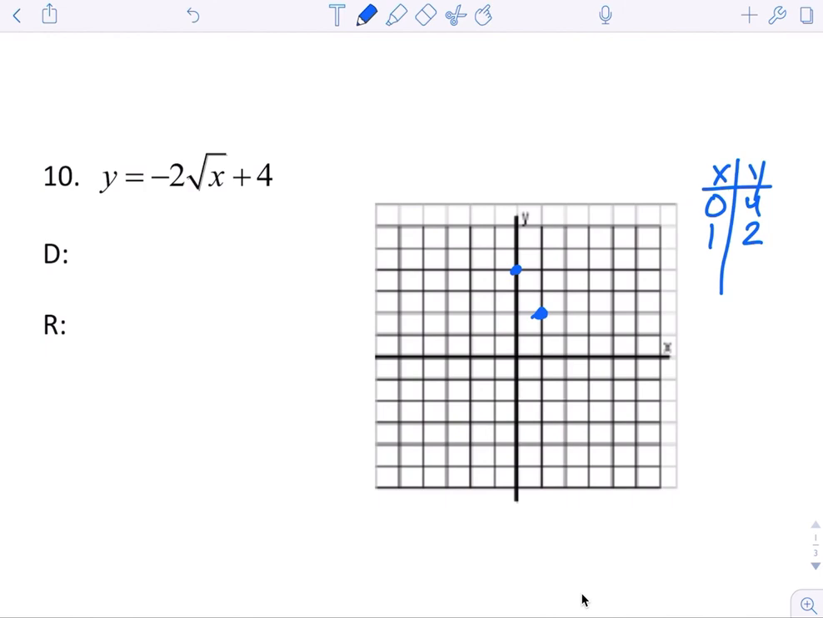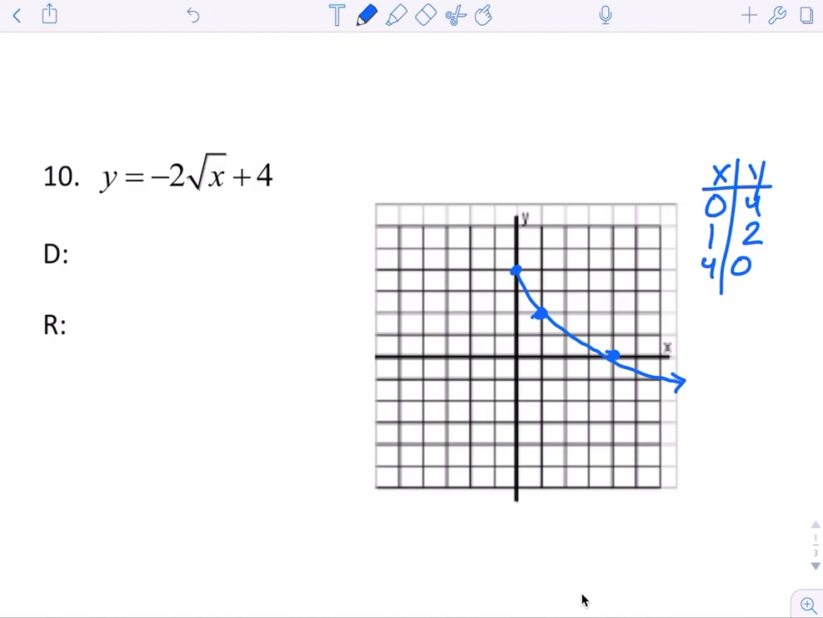Lastly, this has to be a 4, so substitute in 4 for x. So square root of 4, 2. 2 times negative 2, negative 4. Negative 4 plus 4, 0. And this is what your graph would have looked like.